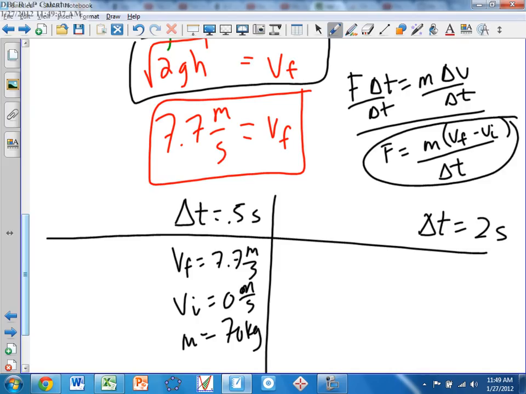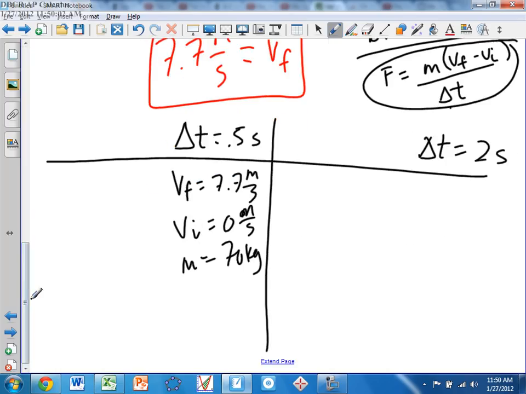So we're going to have the same mass for the same person, 70. We have a final velocity of 7.7 and an initial velocity of 0, and what is changing is the time period. Use the circled formula here in both scenarios and just put a different delta T in each. The numerator on both sides will be identical.